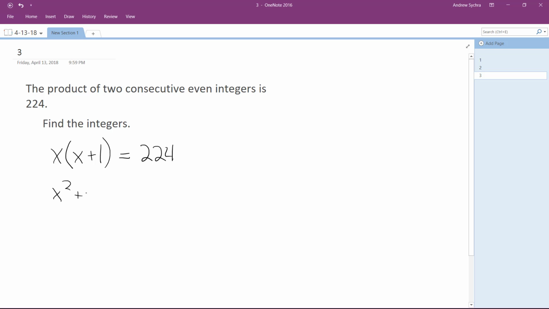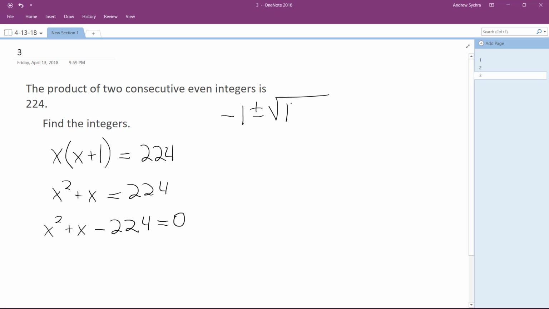x squared plus x is equal to 224. Subtract the 224 over, so we get x squared plus x minus 224 equals 0. So we'll have x. Well, actually, I don't know what that is. I'm using the quadratic formula, so opposite of b is just negative 1, all over 2 times 1, so we get negative 1 plus or minus the square root.